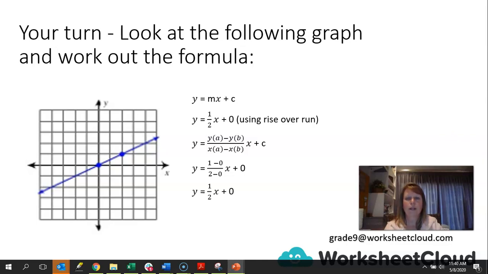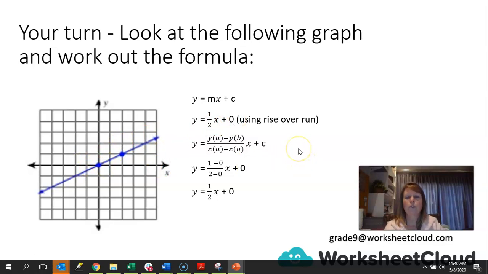Okay, what kind of gradient is it? It would be a positive gradient. Okay, everybody happy with that? Let's just go over it one more time. There's your formula. Using rise over run, it would be 1 over 2. There's your rise over your run, which is 1 over 2x. Your intercept is 0 because it goes right through the point of origin.